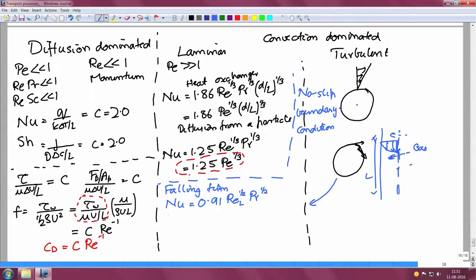Similarly, for a gas bubble, the correlation is of the form, I am sorry, this should be 2.25. The Nusselt number will be equal to 0.92 Re^(1/2) Pr^(1/2). In both of these cases, they depend only upon the Peclet number.